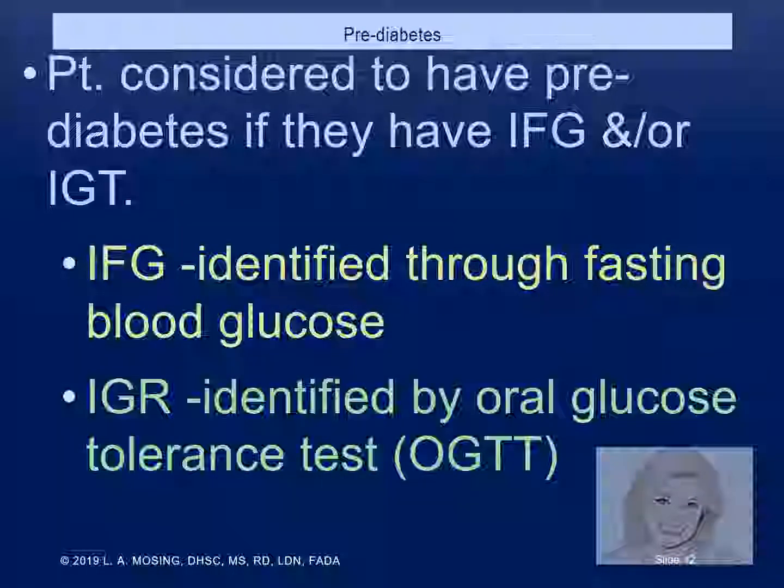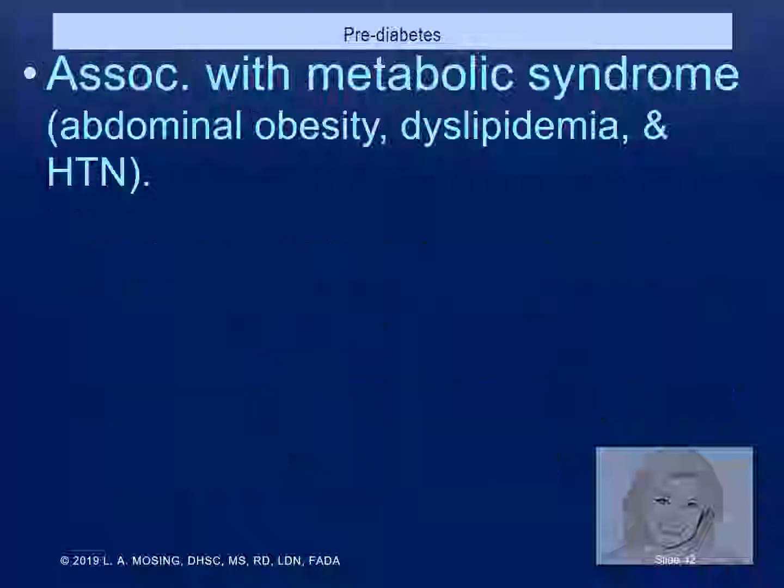So pre-diabetes. If we are doing health fairs and we're doing screenings, many times people are identified, and that's not unlikely because patients are considered to have pre-diabetes if they have impaired fasting glucose or impaired glucose tolerance. We identify it through fasting blood glucose or an oral glucose tolerance test.